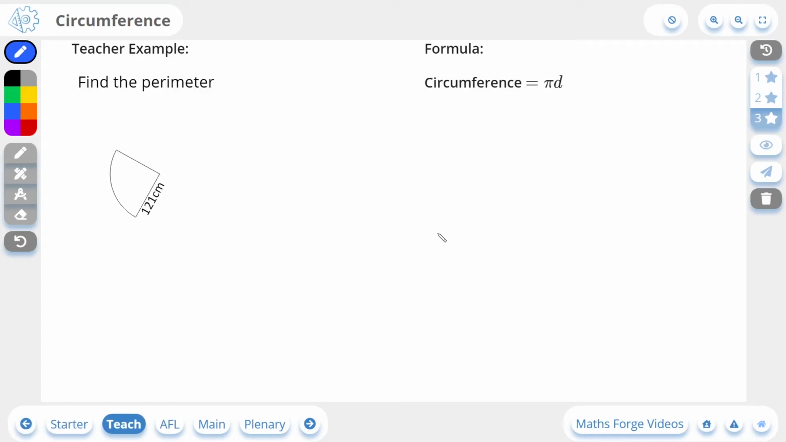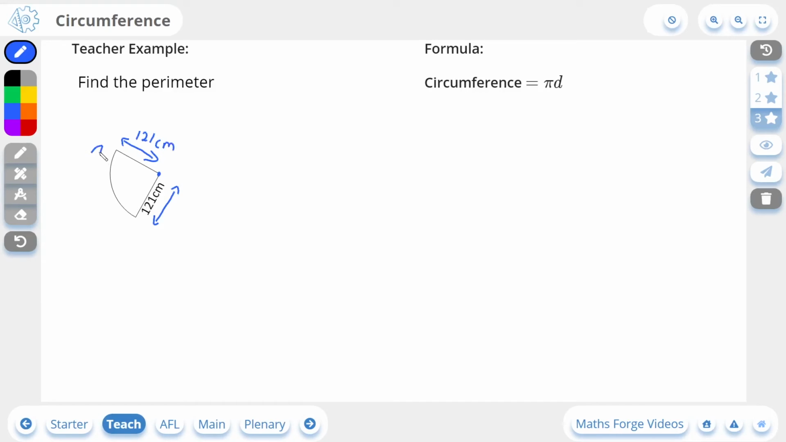We'll do one more 3-star example. Here we're being asked to find the perimeter for this quarter circle. So this length here, this 121 centimeters, is the radius of the circle. This would have been the center of the circle. So if this length here is the radius of the circle, then this length here is also the radius of the circle. So we can say that this is 121 centimeters as well.